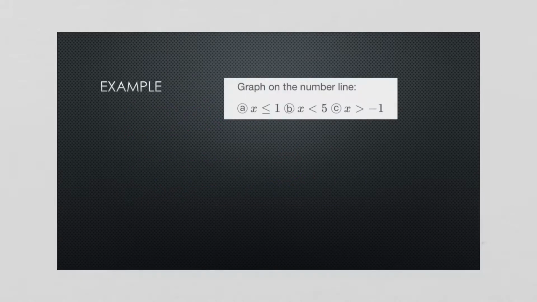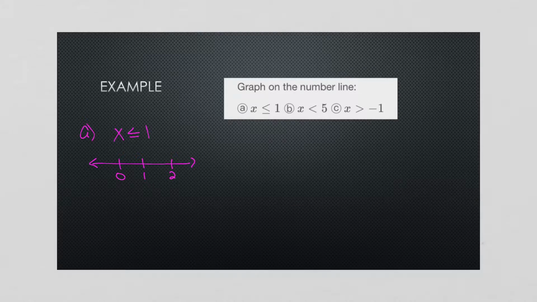Alright, so on part A, if I want to graph x is less than or equal to 1, that means I want all of the numbers that are less than or equal to 1. On my number line, I always draw at least 3 numbers. I always put the number that I'm dealing with in the middle, and then I put a number on either side of it. Make sure you put the correct numbers on either side of it. I do grade that as well.